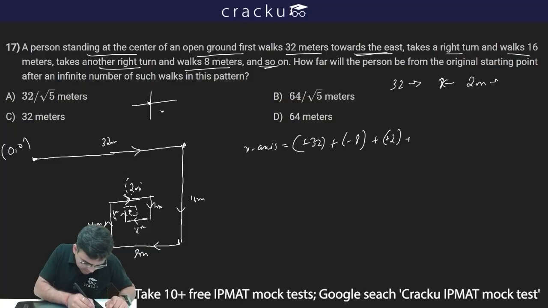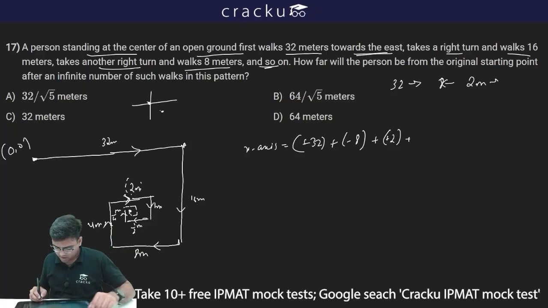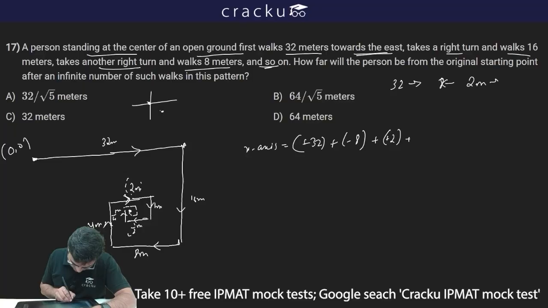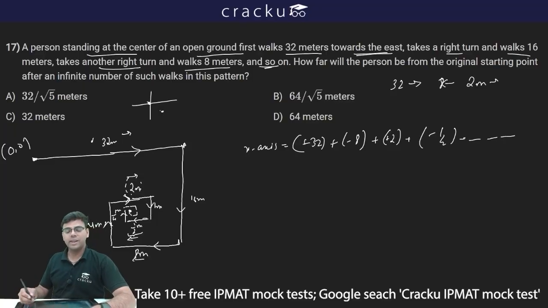Now you can clearly see this. This is 1 upon 2 meter and this is 1 upon 4 meter. Now plus 2. Again, if you clearly see, this is minus 1 by 2. So plus 32 this side, then minus 8 this side. Then we have plus 2 this side, and then we have minus 1 by 2 this side. So this will keep on going. So this will be an infinite GP.